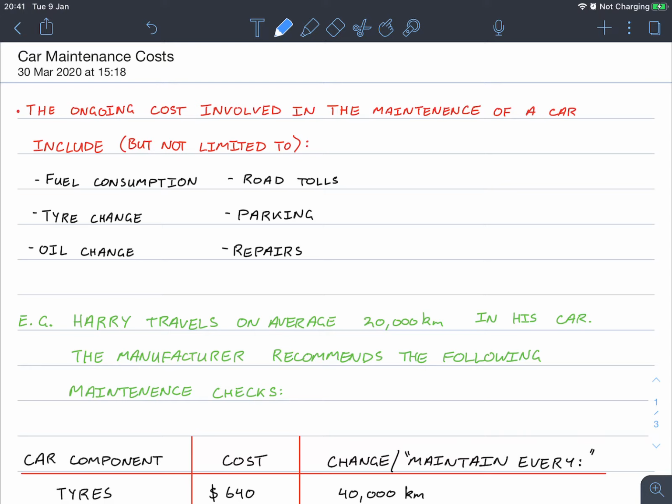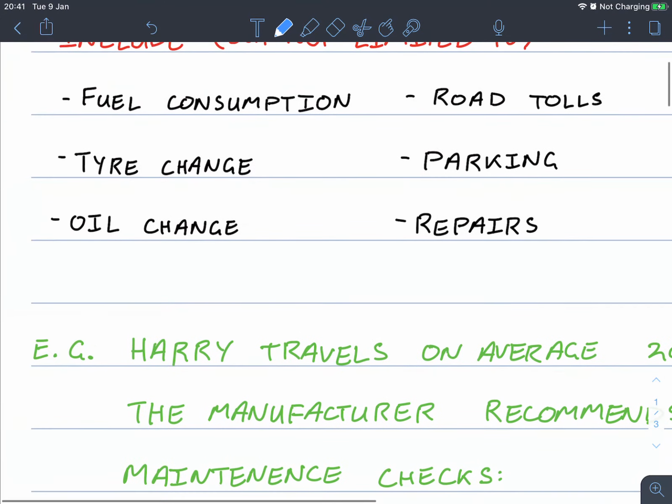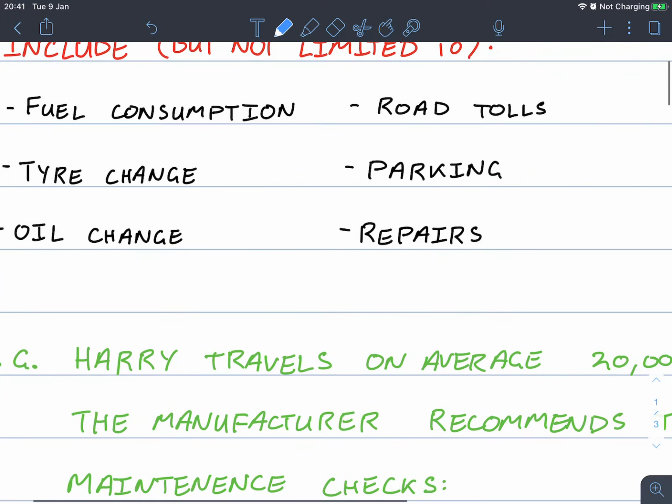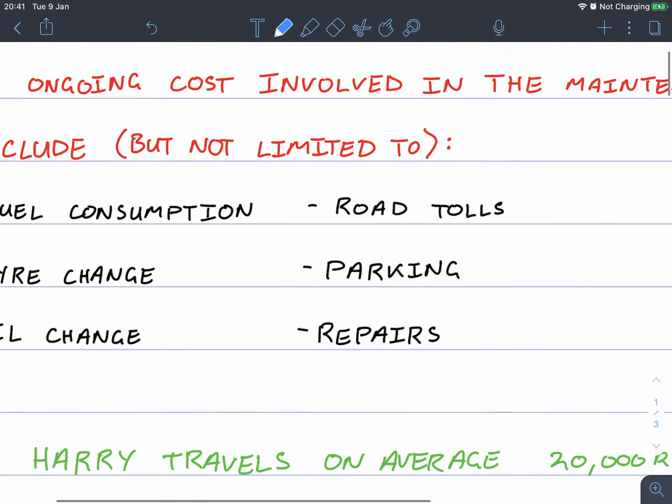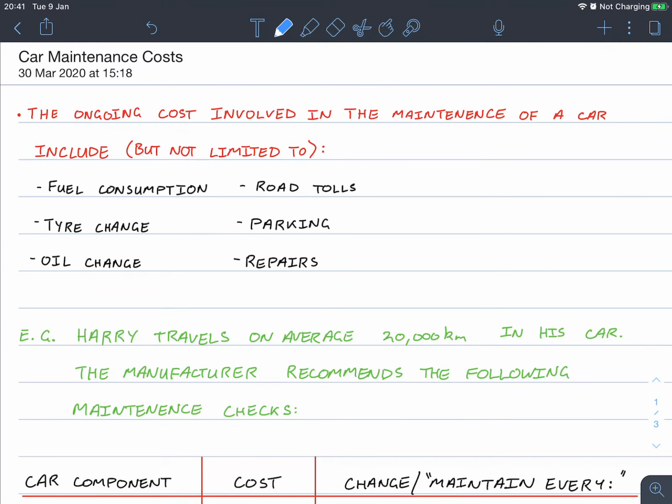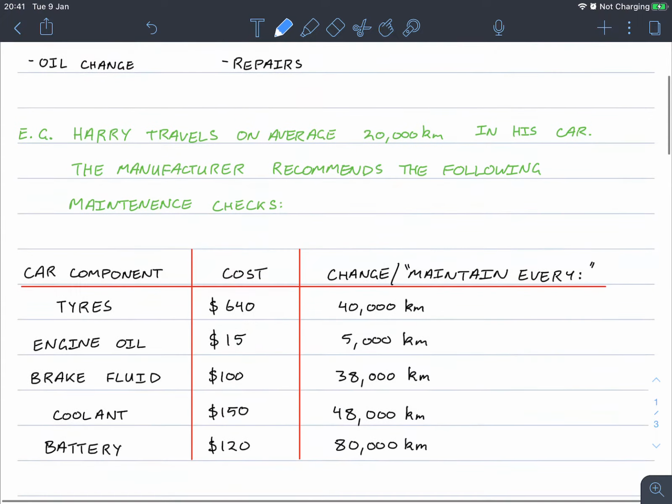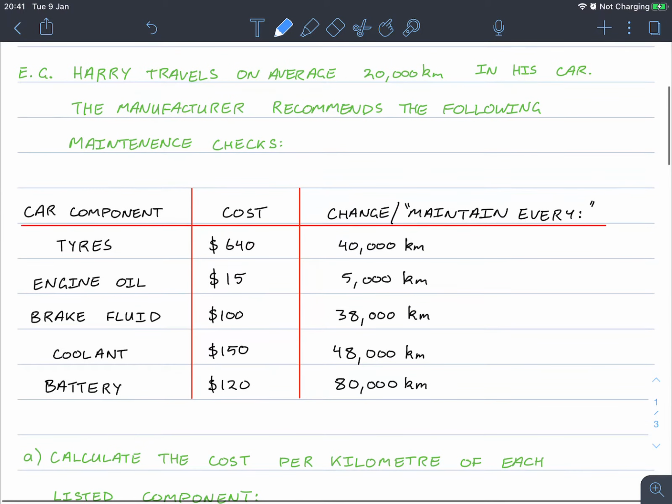The ongoing costs involved in the maintenance of a car include, but are not limited to, fuel consumption, tire change, oil change, road tolls, parking, brake fluid change, etc. They go on. So let's do an example using Harry, who travels on average 20,000 kilometers, I presume, in a year, in his car. So it's 20,000 kilometers a year.